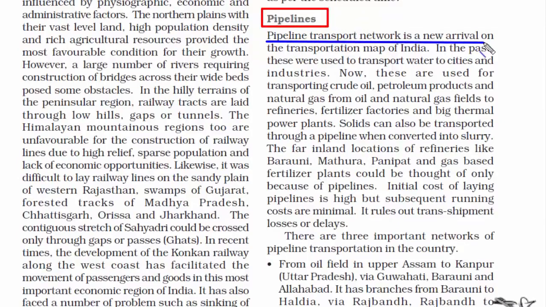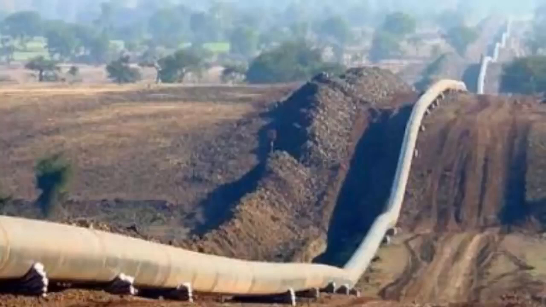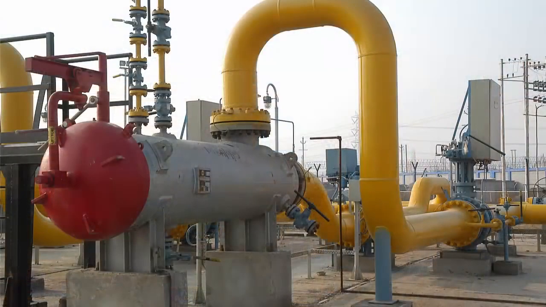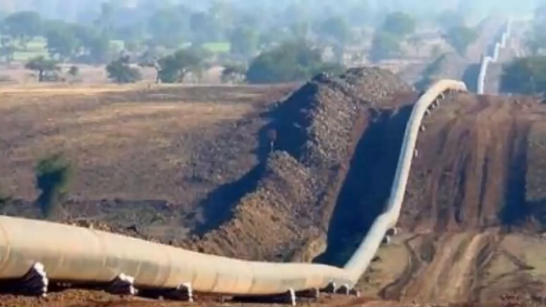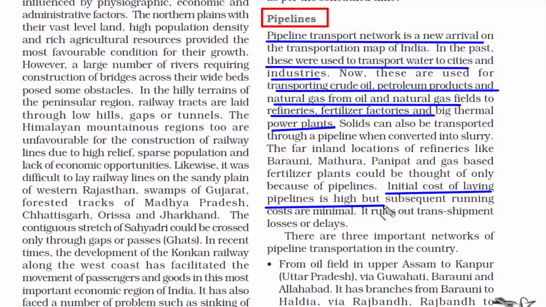So pipeline is a very new transport network in India. And traditionally speaking, pipelines were only used to transport water to cities and industries. But if you see, things have changed. Now it is used for transporting crude oil, petroleum products and natural gas from oil and natural gas fields to refineries, fertilizer factories and big thermal power plants. So this particular transport network is very expensive because you're going to need such a long chain of pipelines, which is very expensive considering the material that is used. Because these are some special insulated pipes.